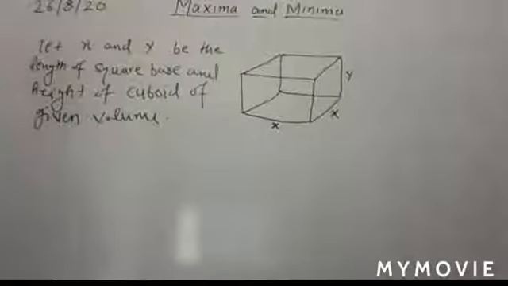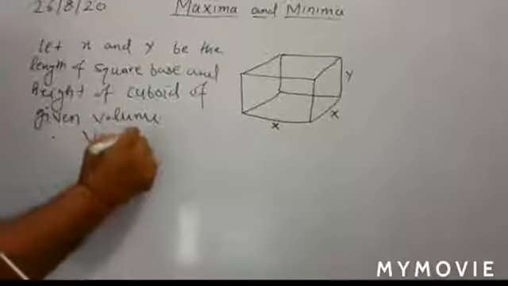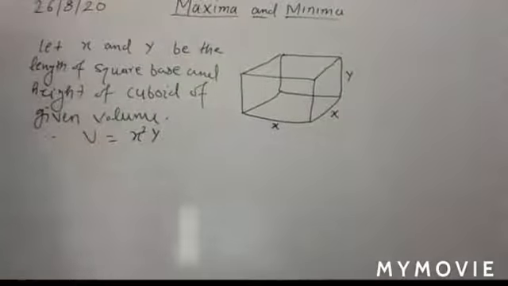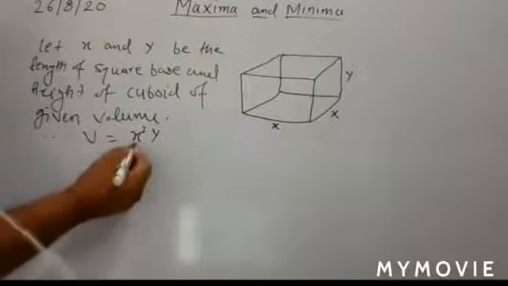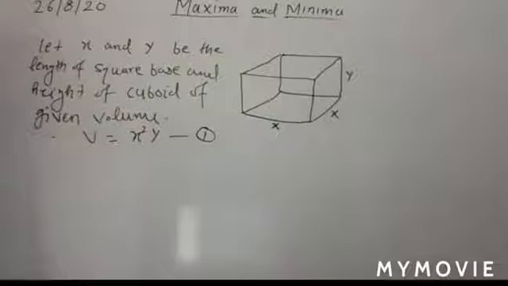Okay, so if the volume is given, you can write V is equal to x square y, that is L into B into H. So here you have x square y, that is your first equation, and V is taken as constant. And what is given? Here you have to minimize its surface area. So please note that point.